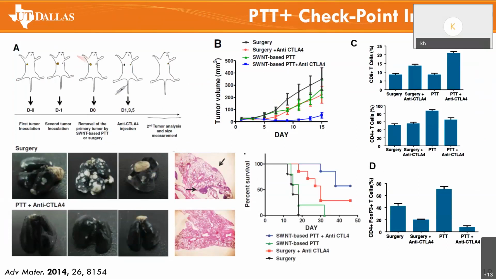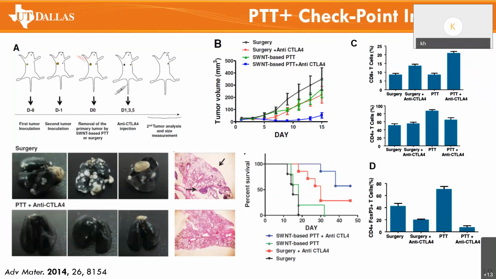Here is their experimental design. They inoculated the first tumor by subcutaneous injection of 4T1 tumor cells on the left flank of each mouse. One week after injection, when the first tumor reached 150 cubic millimeters, a second tumor was inoculated on the right flank.